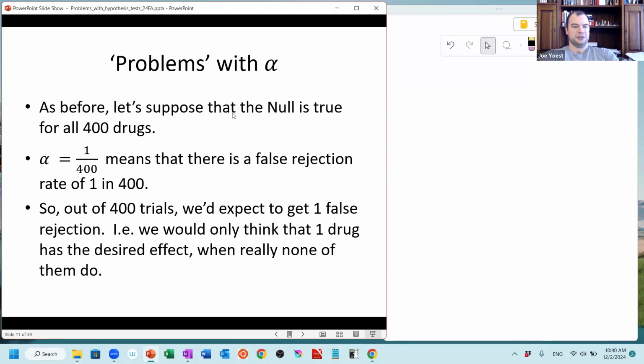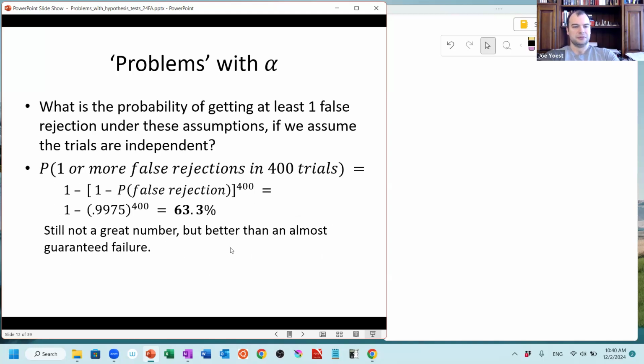So as before, if the null is true for all 400 drugs, and alpha of 1 in 400 means there's a false rejection rate of 1 in 400, so out of these 400 trials, we'd expect to only get one false rejection, only one drug that, in a sense, makes it over both of these hurdles. Or what's the probability of getting at least one false rejection? It turns out to be around 2/3. Not great, but not a guarantee that we get at least one false rejection.